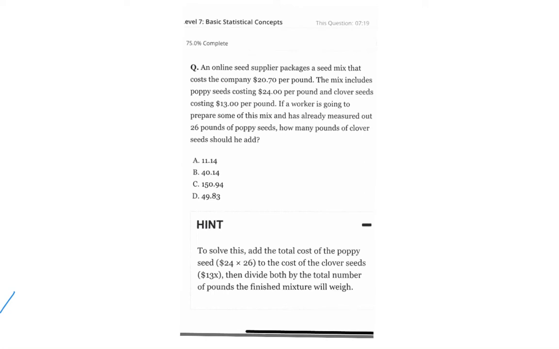Okay, this one's a little more complicated, but we're going to say we have $24 times 26, because we know that's the poppy seed price times the poppy seed pounds. And then we have $13 per pound of clover, but we don't know how much clover we need for the mixture. So we're just going to use the variable, the letter Y.